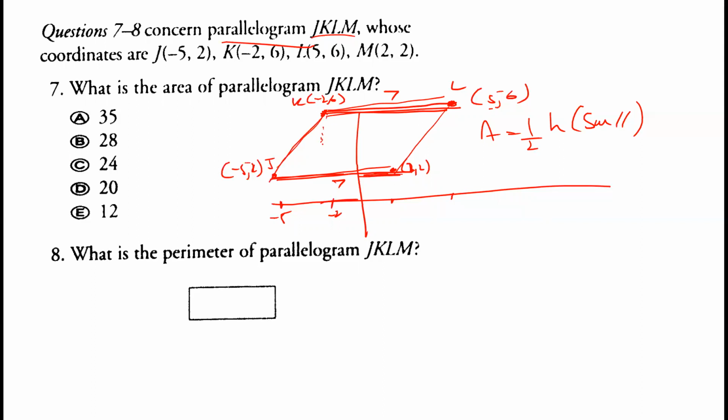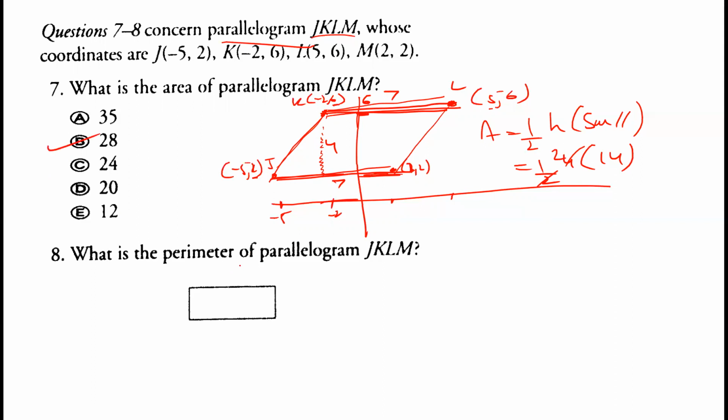What will be your height? So this point is 6, and this is 2. 6 minus 2 is 4. So height is 4, and the sum of parallel sides would be 14. Half of 4 is 2, and 14 twos are 28. So option B is the right answer.